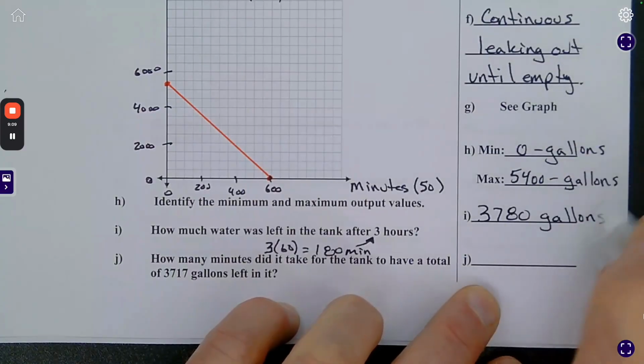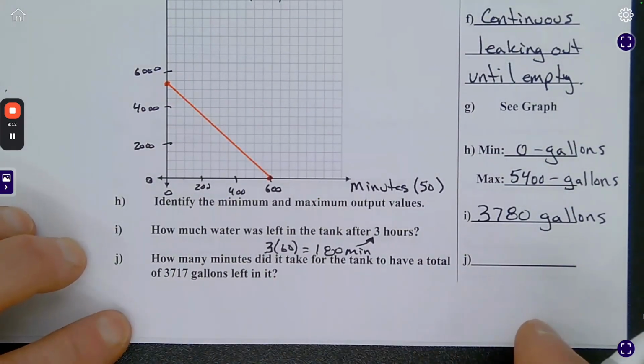Notice how on these problems I'm using units of measurement. You should too for full credit.